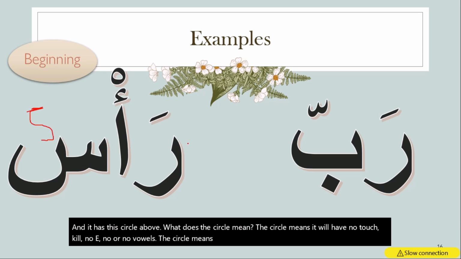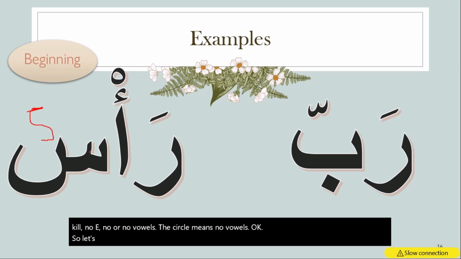So let's try to read it, and as usual, the letter in the end of a word has no harakat, has no vowels as well. So ra, رأس. رأس means a head in Arabic. So head means رأس.